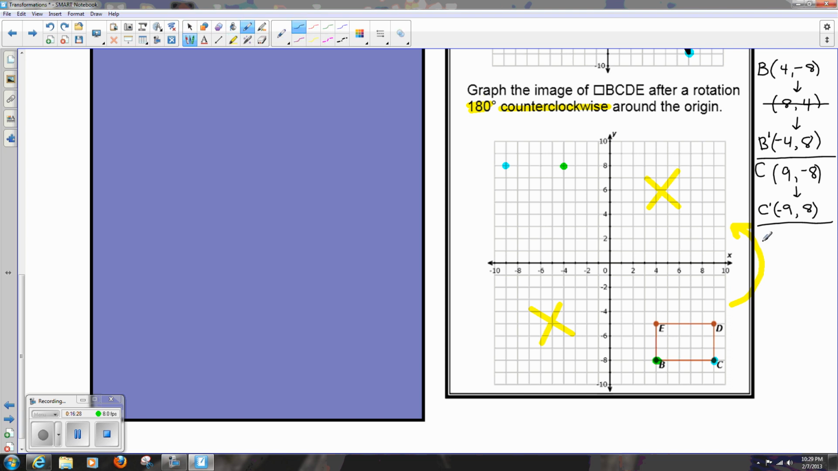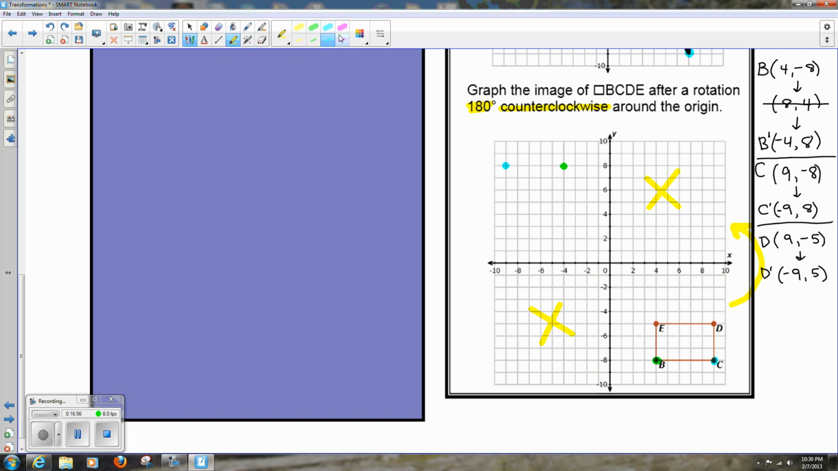We've got point D. And right now, point D is at, let's see, 9 and negative 5. And we know that when we move from D to D prime, that they're going to just change their signs, negative 9 and positive 5. So we can take point D and make it at negative 9, positive 5.